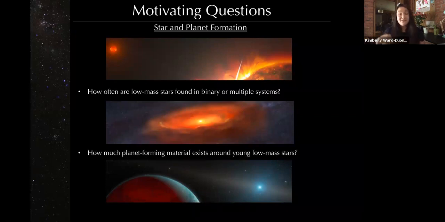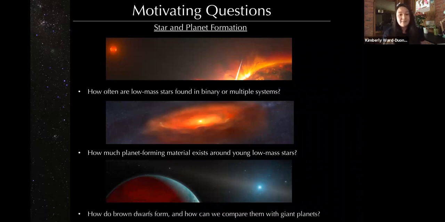I'm then going to talk about much younger, more distant systems and try to understand how much planet-forming material exists around the youngest, lowest mass stars and brown dwarfs. And then I'm going to close out the talk by talking about just one single brown dwarf and how it can be a useful sort of laboratory for understanding exoplanet atmospheres.